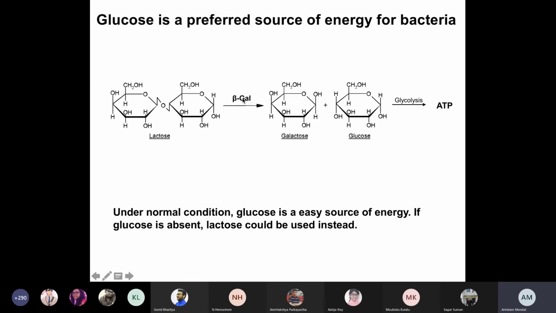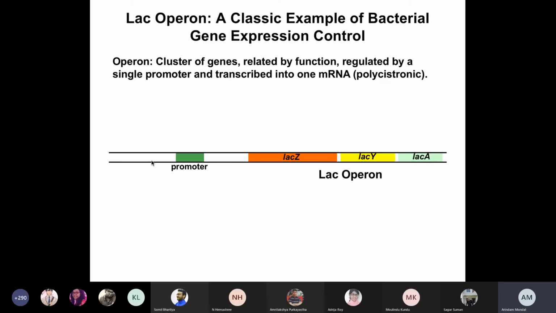But when there is no glucose, that's when it needs to metabolize the lactose. So it needs to switch on the expression of those two enzymes. Now if you look into the particular genes which express those enzymes, this is how they look. In the bacterial chromosome, LAC-Z expresses the beta galactosidase and LAC-Y expresses the lactose permease. As you can see, these genes remain situated one after another, under a single promoter.